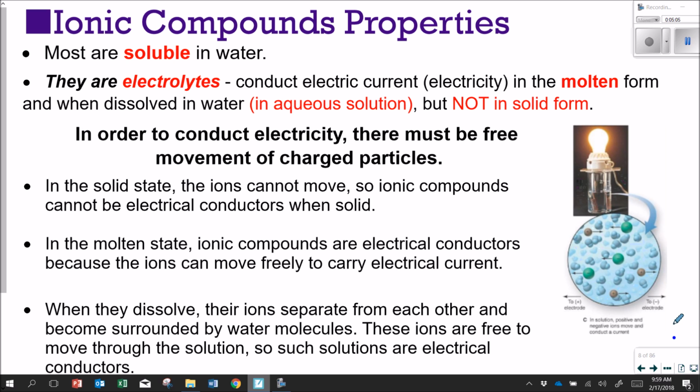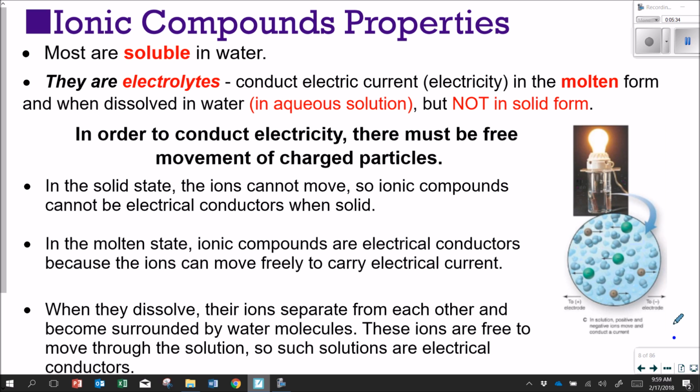Ionic compounds can be electrolytes. They can conduct electricity either in the molten state, which means when they are a liquid, or when they are dissolved in water, but not in the solid form. In order to conduct electricity, there has to be free movement of charged particles, ions in other words. In the solid state, the ions cannot move. Remember, they are in that rigid crystal, so ionic compounds cannot be electrical conductors when solid.